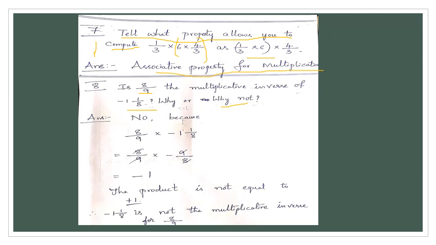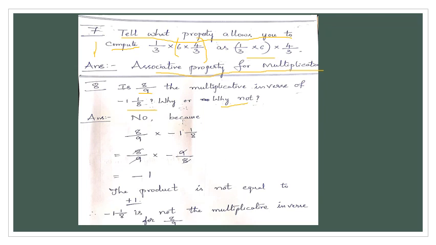By seeing itself, we can say because, see children, as I said, while writing the multiplicative inverse, there is only a change in the numerator and denominator. There is no change in the symbols. In the problem, 8 by 9 has a positive sign, but minus 1 by 8 has a negative sign. That means here the signs are changed. So we can say directly that 8 by 9 is not the multiplicative inverse for minus 1 by 8. But we want to give the reason for that.